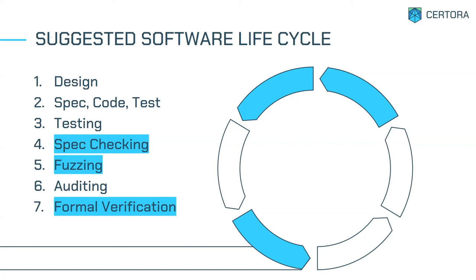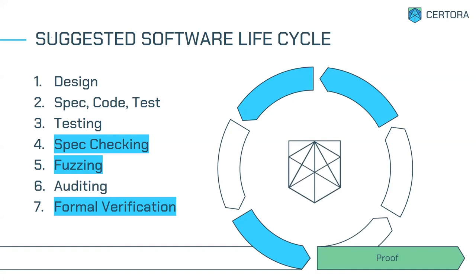And the output of this procedure is the proof. So the output is that you have a proof that the rules that you wrote are correct. And of course, in each of these phases, you can go back even to the design. If a phase is broken, you go back to the beginning. So these are the seven steps that you have to take to make your code correct.